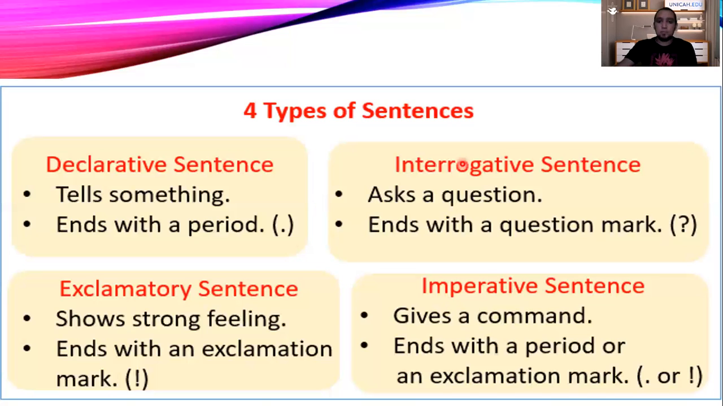What about interrogative sentences? Well, they ask questions, obviously, and they end with a question mark. Imperative sentences give orders or commands, and sometimes they end with a period or an exclamation mark. We will see why, but later. Exclamatory sentences show strong feelings or emotions, and they end with an exclamation mark. I know that this is a topic that we have seen before, but today I'm going to try to explain it more specifically for you.